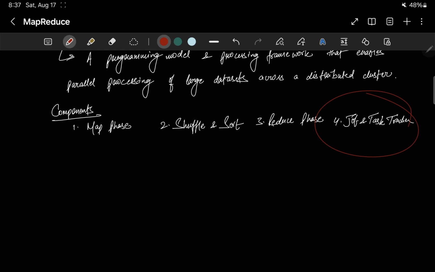These are the components that manage the execution of MapReduce jobs across the cluster. Okay. Job tracker coordinates job scheduling and monitoring, assigning tasks to task trackers and handling failures. And the task tracker executes tasks assigned by the job tracker and reports progress. For example, the job tracker schedules and monitors the execution of a MapReduce job, while the task trackers process data splits and report progress. Okay.